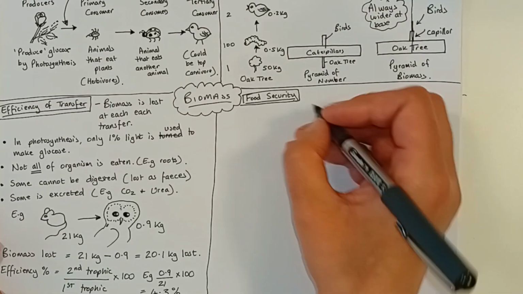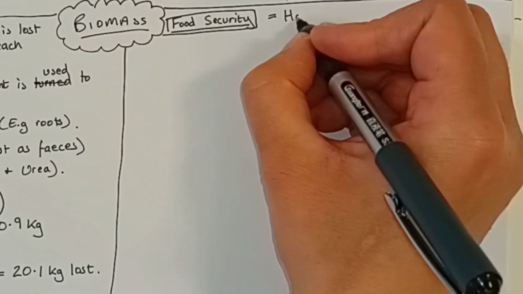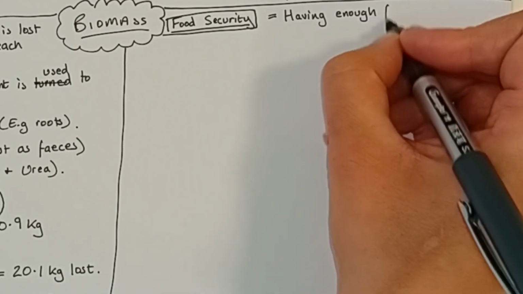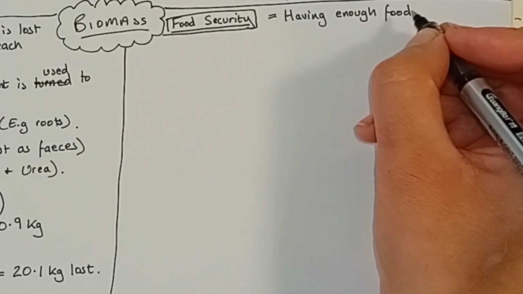Food security then, as I said at the start, means having enough food to feed a population.